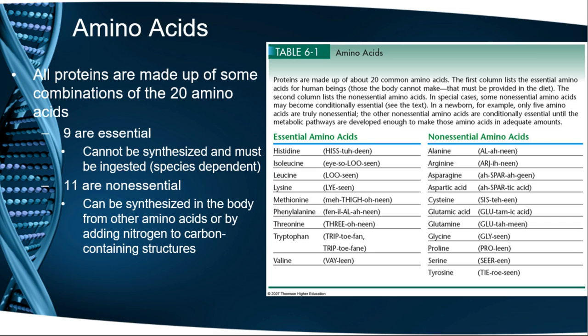There are only 20, right? There's only 20. 9 of them for humans are essential, and 11 of them are non-essential. You may have heard this when people talk about, are you getting your essential amino acids? Well, what that means is that 9 of those 20 amino acids can't actually be synthesized by the human body, and so we have to eat them. It is species dependent as to which ones are essential and non-essential, so this 9-11 split is for humans. I've put in here a list you can see of which ones we have to eat and which ones we can actually make ourselves.